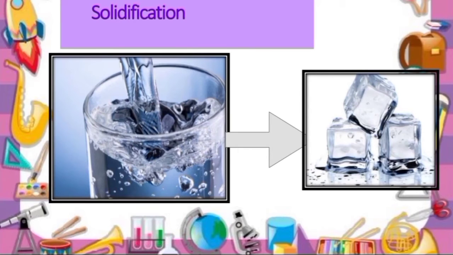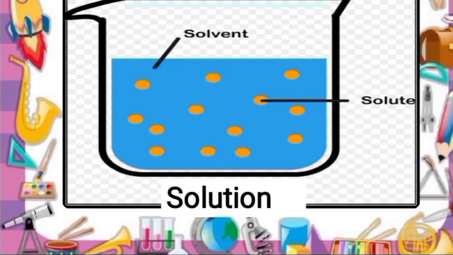A solution is formed when two or more substances mix together such that they are evenly distributed. The substance that dissolves is called the solute. The substance in which the solute is dissolved is called the solvent. A solute and solvent together form a solution.